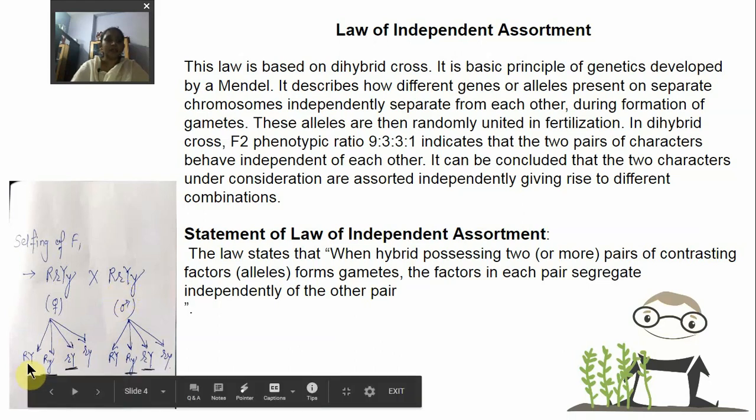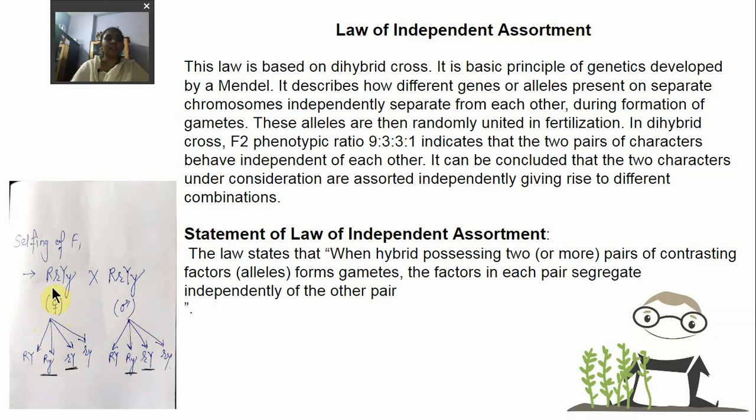Here you can clearly see capital R capital Y, that is round and yellow, capital R and small y, that is round and green. Similarly, small r capital Y, that is wrinkled and yellow, and small r small y, that is wrinkled and green seeds. So here two new combinations of gametes are formed, that is capital R small y and small r capital Y. So this is the law of independent assortment.